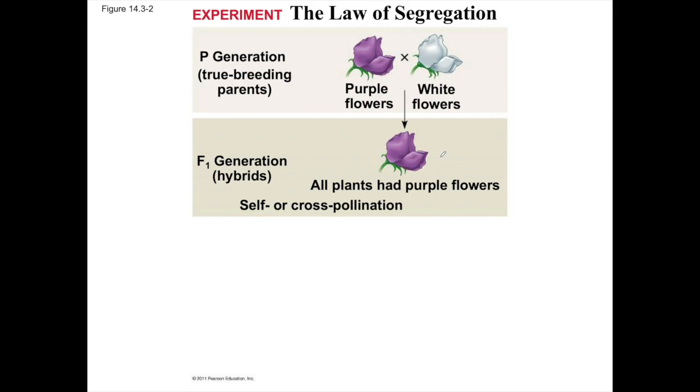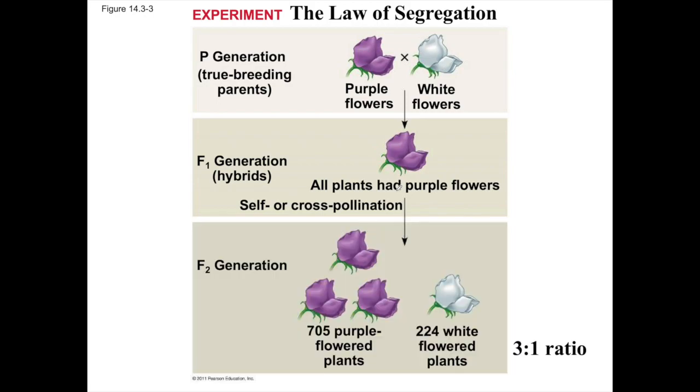Mendel didn't stop there. He then allowed this F1 generation, these purple flower plants, to either self-fertilize or to mate with each other, and that would then create the F2 generation. Now, when he did this in the F2 generation, he got both purple flower plants and white flower plants. So the first thing that told him is that the factor that was affecting the white flower color wasn't eliminated or destroyed, because although you can't see it in the F1, it shows back up in the F2. So somehow it must be in the F1, but you can't see it, because it does reappear back in the F2.